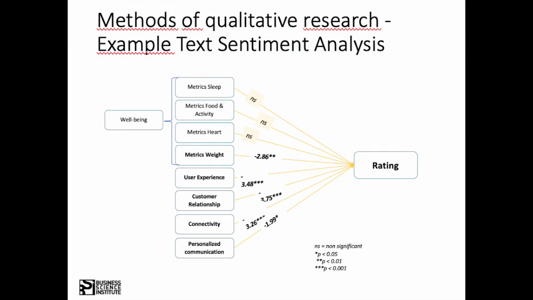Then we ran a logit regression, and you can see that matrix sleep, matrix food activity and matrix heart activity are non-significant in terms of impact on the rating of the app, whereas the matrix weight, user experience, customer relationship management, connectivity and personalization impact highly significantly the rating of the applications. In other words, improving the attributes on matrix weight, user experience, customer relationship management, connectivity and personalized communication would also improve the rating evaluation of the application.